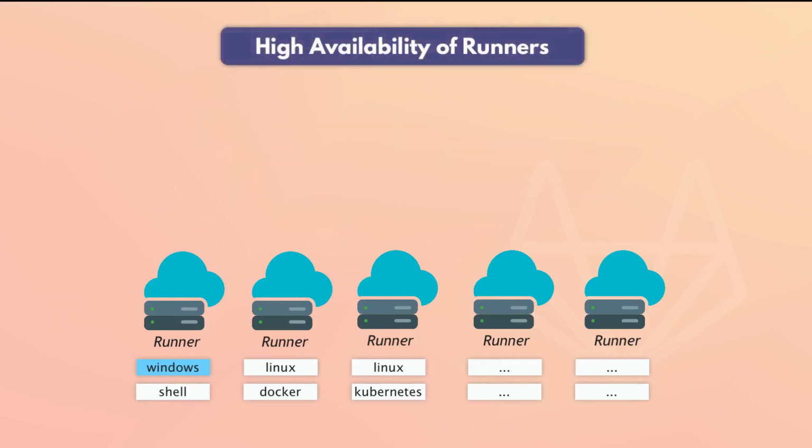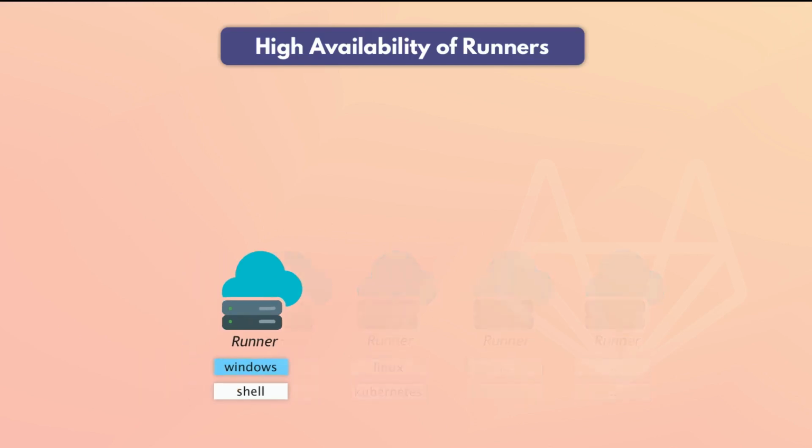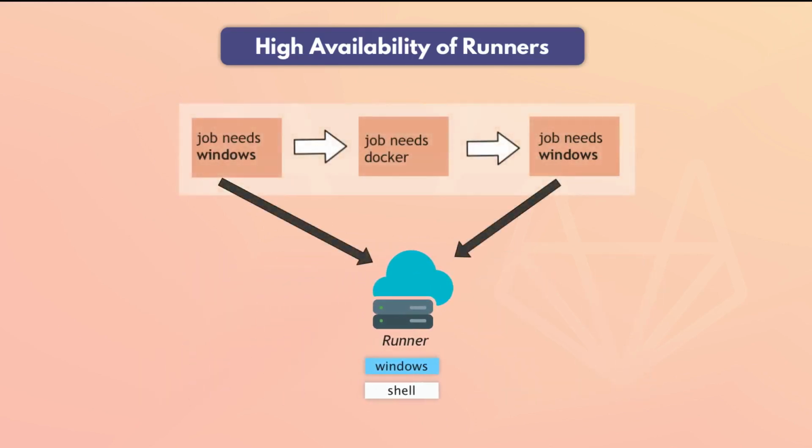Now, of course, in any setup, you also care about scalability. Like if you have a Windows runner for all your jobs that need Windows operating system and the server where that Windows runner is configured fails, any of your jobs with Windows runner tag won't have a proper runner to execute on.